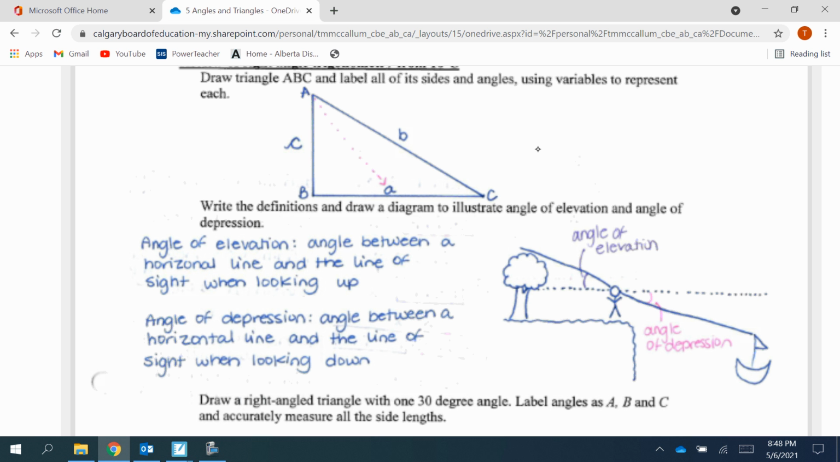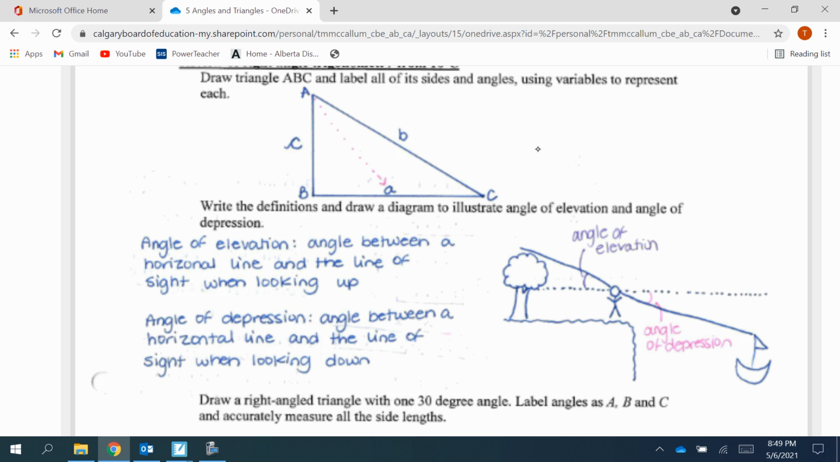The angle of depression would be the angle between a horizontal line and the line of sight when looking down. So you're standing at the edge of a cliff and you see a little boat there. Your angle of depression, again, is between the horizontal and your line of sight towards wherever you're looking when looking down. So elevation is looking up, depression is looking down. Hopefully you can equate those pretty easily, right? Feeling down when you're depressed?